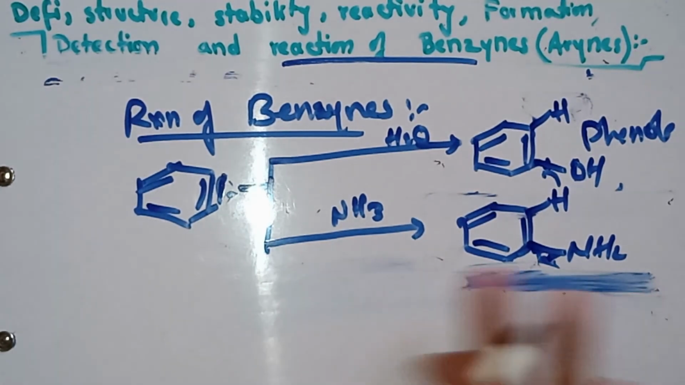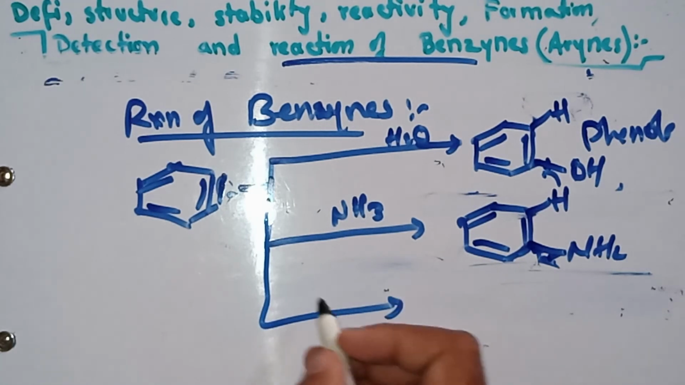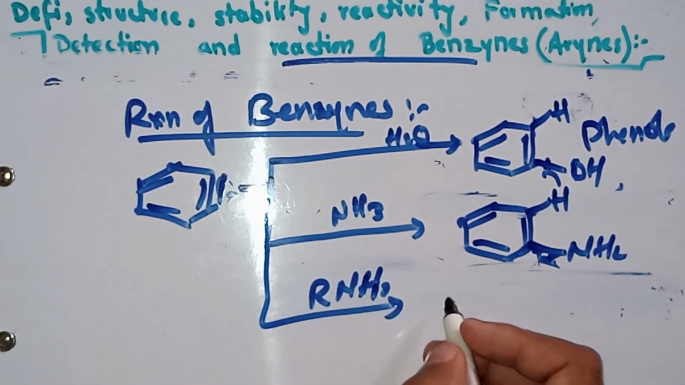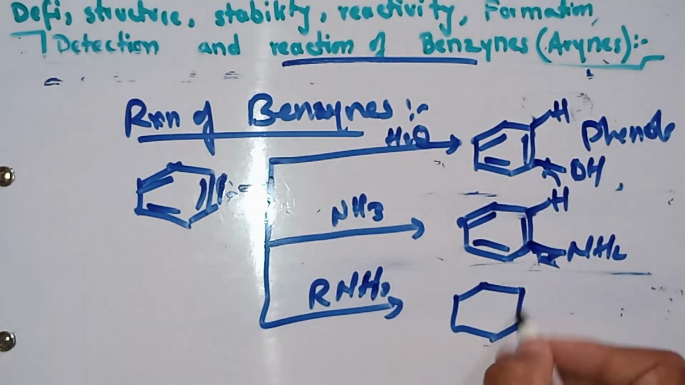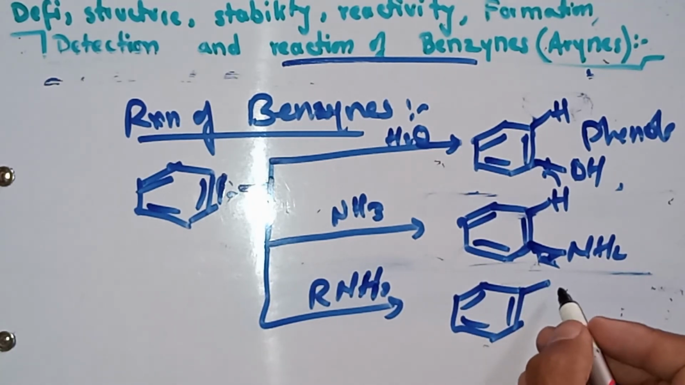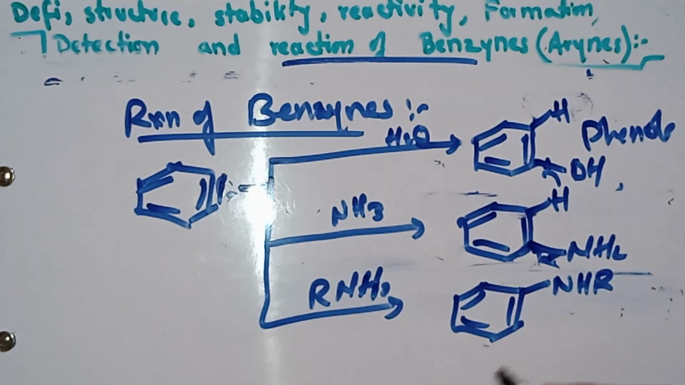This is another reaction of benzyne. Here, in the presence of RNH2, an alkyl amine, it can also react. The product will be like that: NHR, with one hydrogen here. So these are the products, these are the reactions of benzyne. I hope it will be clear.